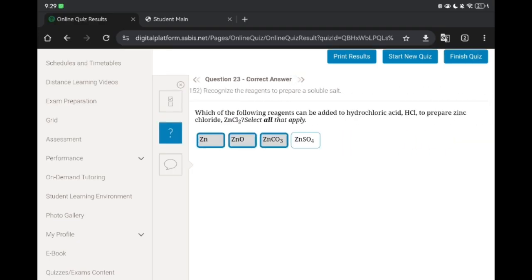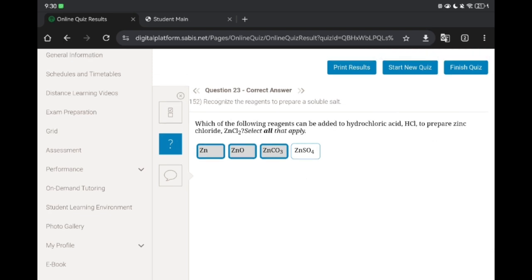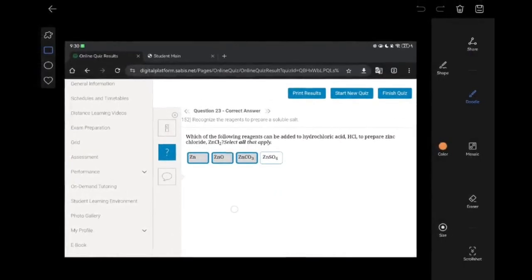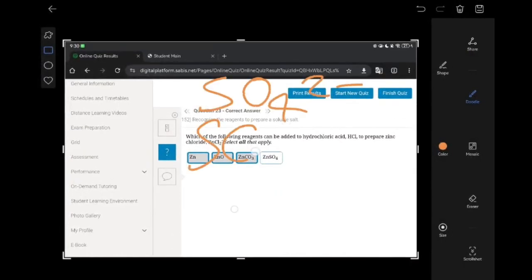Which of the following reagents can be added to hydrochloric acid to prepare zinc chloride? Okay, look. Here, now you're going to be confused because the metal reacted, but this couldn't. Here's why. Metal sulfate, not sulfite. There's a difference between sulfite and sulfate. This is sulfate, SO4 2-, and sulfite is SO3 2-. Metal sulfates, this one, don't react with acids. They just don't react with acids. So when you mix it with an acid, obviously it's not going to do anything.